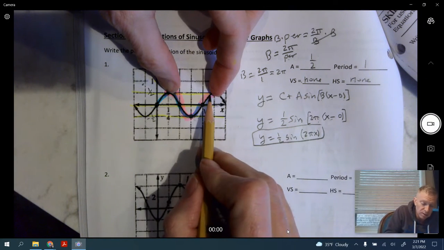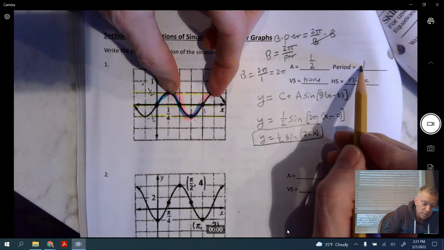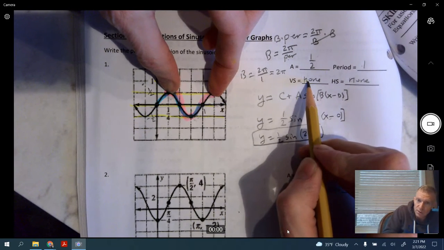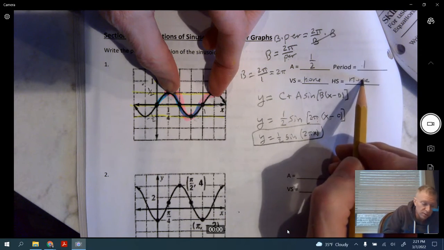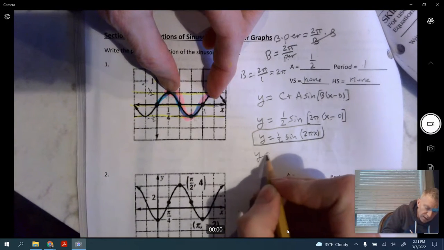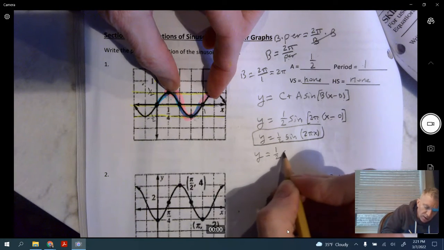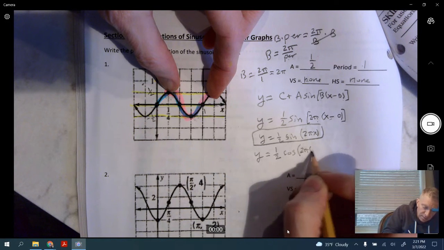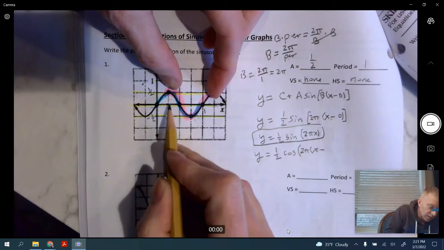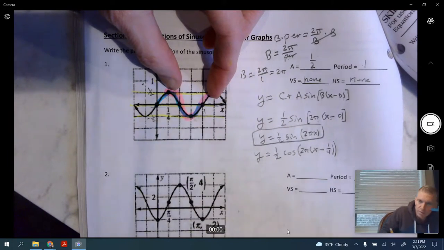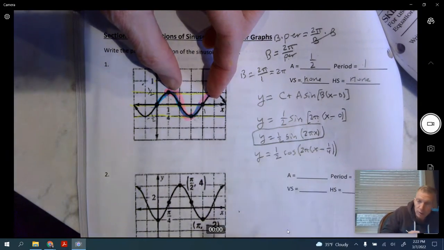That doesn't change the period. Period is still 1. Doesn't change your amplitude. Doesn't change your vertical shift. The only thing that it could possibly change is your horizontal shift, because we decided to shift right 1/4 before we started. So you'd have y equals 1/2 cosine of 2 pi times x minus my horizontal shift of 1/4. Okay, that's another correct answer.